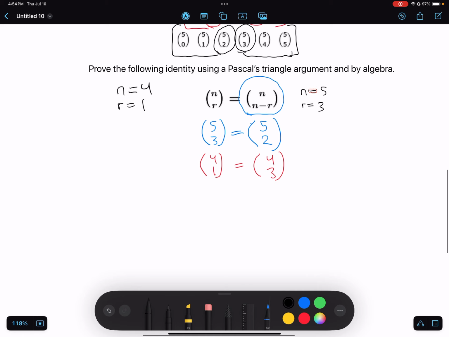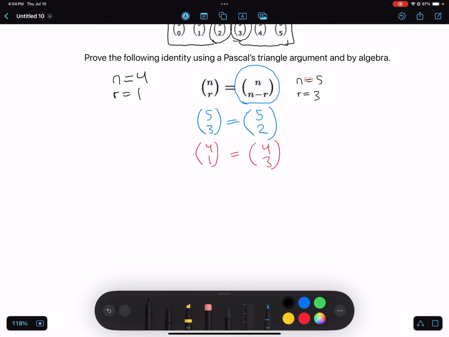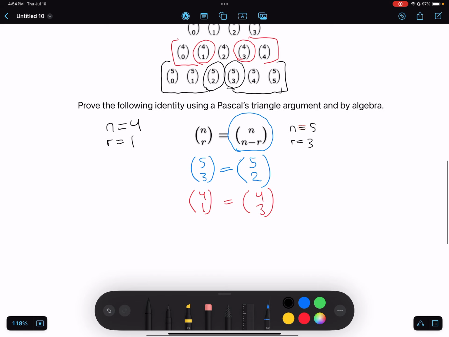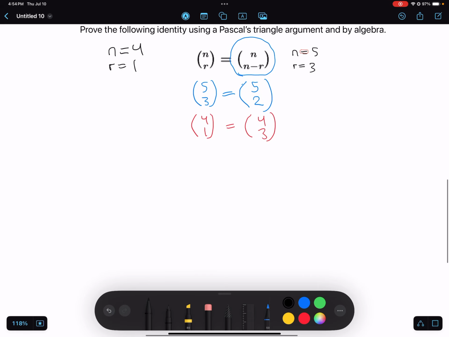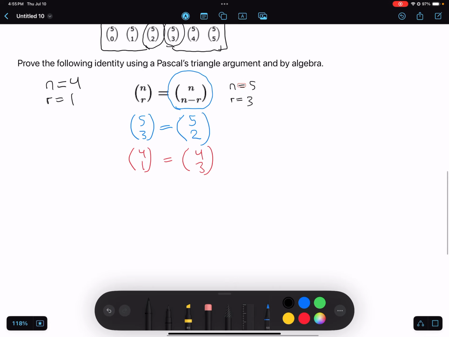So now we're going to use algebra, which might be a little bit clearer and more concrete than this kind of Pascal's triangle stuff here. So, using algebra, we're going to want to use the principle here. It's going to be very important. I'm going to write it off to the side here.